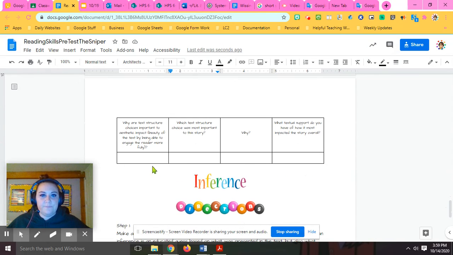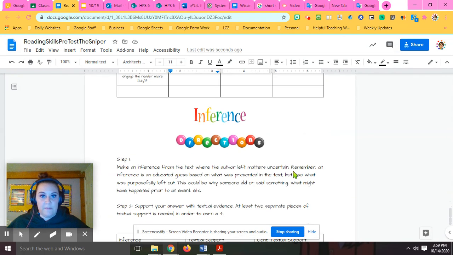In step 2, you're going to answer the following questions. Why are text structure choices important to the aesthetic beauty or aesthetic impact? So that's the beauty of the text. How do structural choices make it more enjoyable to read? Which text structure choice was most important? This is your opinion, but you have to defend it in the next box with why. And what textual support do you have of how it most impacted the story?